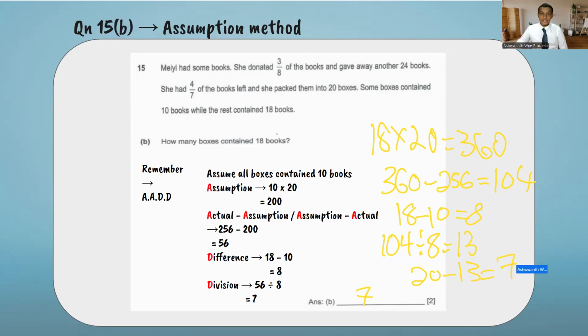So my recommendation is whenever they ask for 18 books, you always assume the opposite, 10 books. So let's just assume it's another duck and chicken leg question. If they ask for the number of ducks, you assume the number of chickens, and you will get the answer immediately. So this is your answer for this question. I hope you enjoyed.